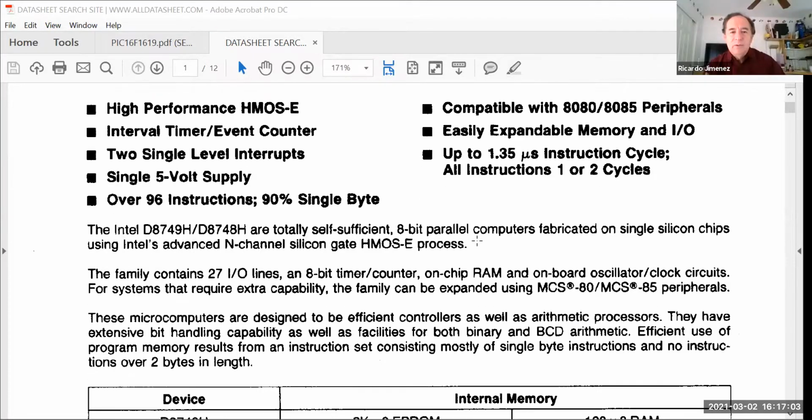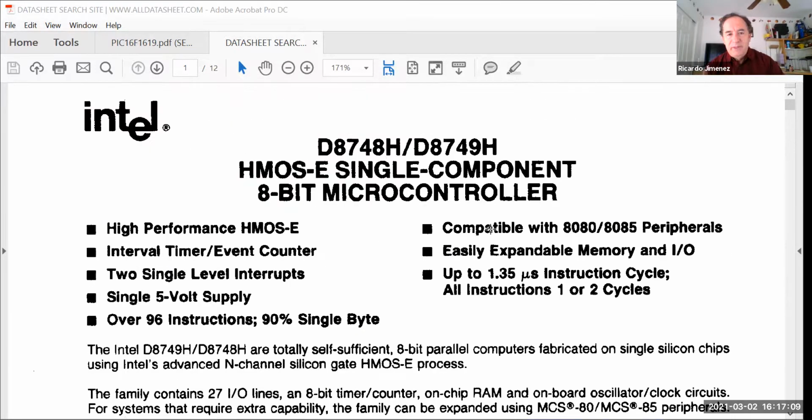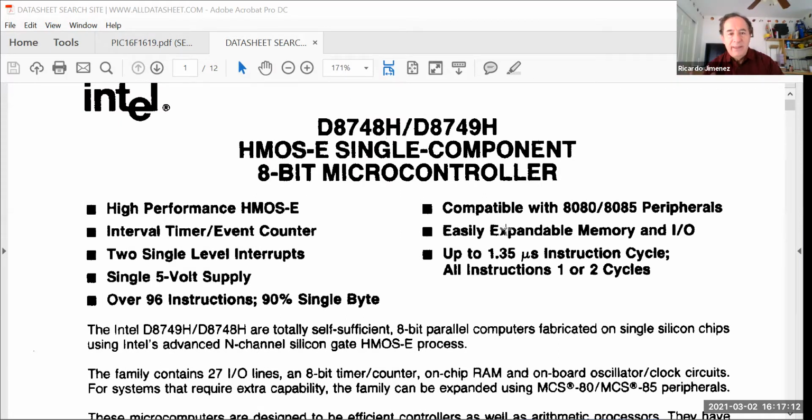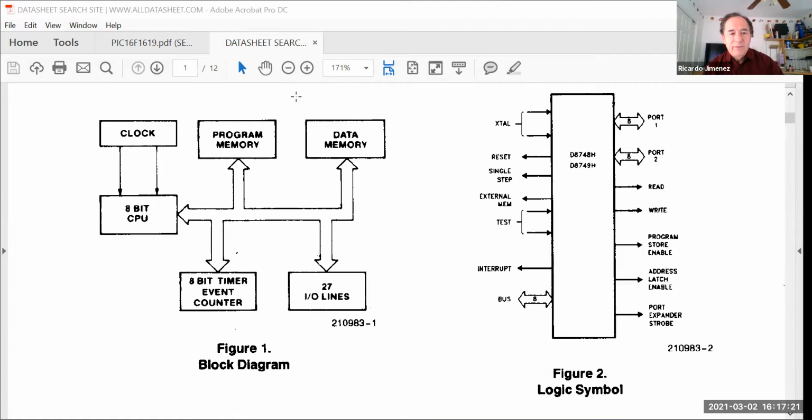In the Intel microcontrollers, the classical 8050s, 8048, 8049, 8050, 8750, 8751 from Intel, this was the architecture. Now, this is a question for all of you. Is that architecture Harvard or von Neumann? You see, there is one CPU, one data bus, data memory, program memory, everything is in one bus. What architecture is that?